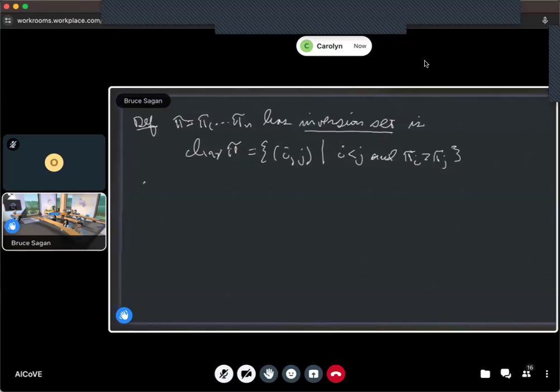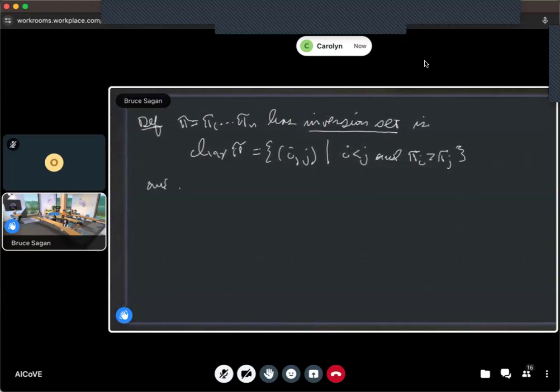And the inversion number is just the cardinality. That'll be little inv of pi, which is just the cardinality of the set. Quick example.